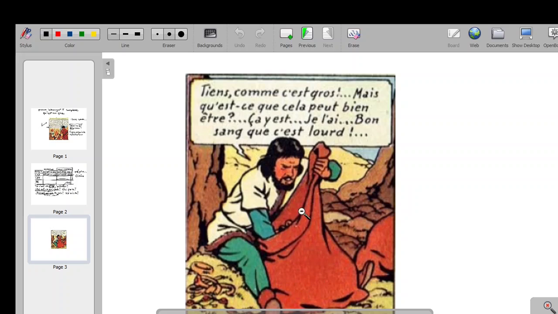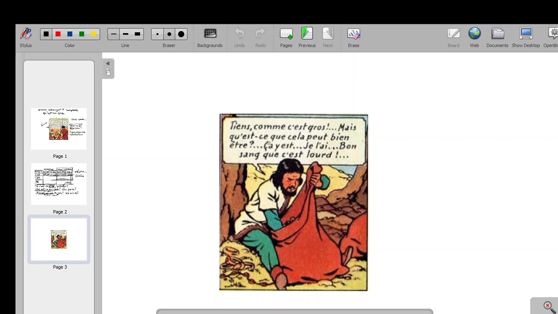Okay, I'm going to read it. Tiens, comme c'est gros. Mais qu'est-ce que cela peut bien être? Ça y est, je l'ai. Bon sang que c'est lourd. I'm going to try to translate. Tiens is just an interjection, I don't know what to translate it as. Comme c'est gros, it's so big.